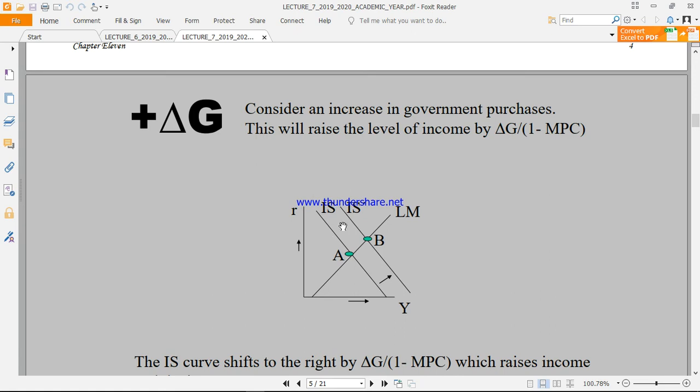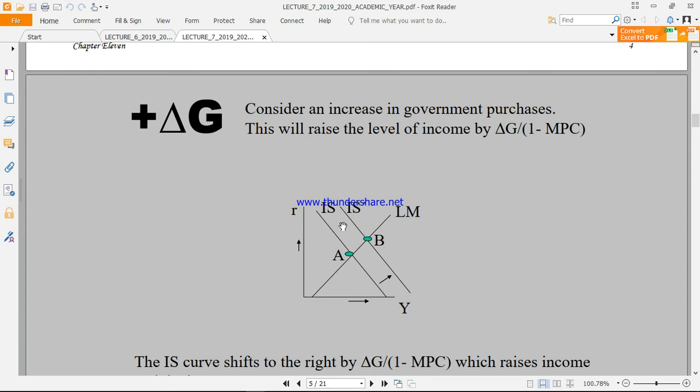And basically the change that I'm talking about here is the whole shift of the curve. It could be an upward shift or a downward shift. It all depends on the nature of the change in one of those variables. Was it a positive change or a negative change?